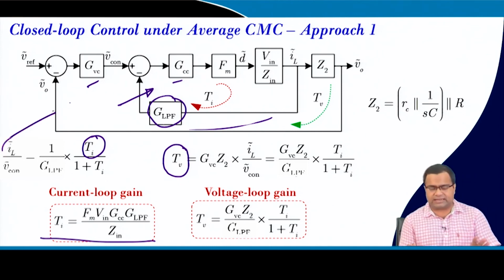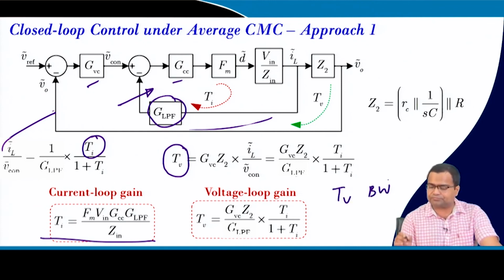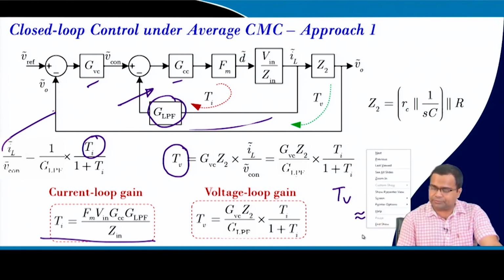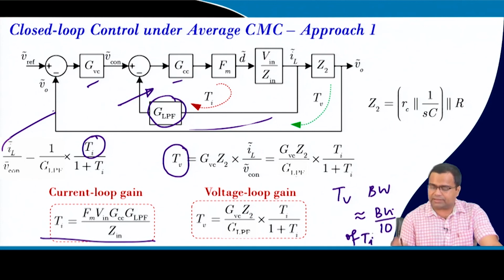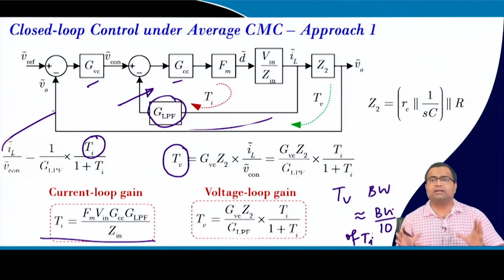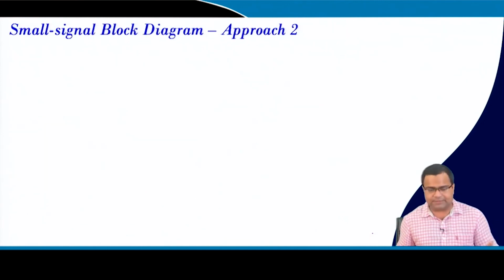That means, we generally set the outer loop TV bandwidth to almost nearly 1/10 of Ti, that means 1/10 of the bandwidth, so that it is perfectly stable. And if you take the closed loop, we have already discussed the loop interaction, many things can happen. So, you have to make sure of a stable design.